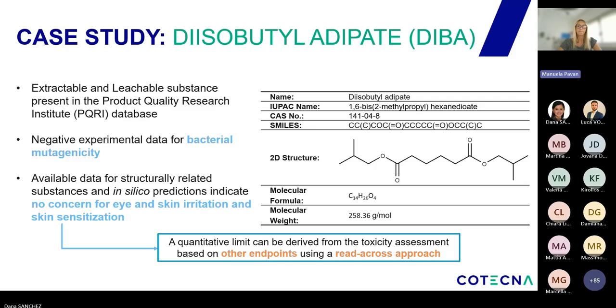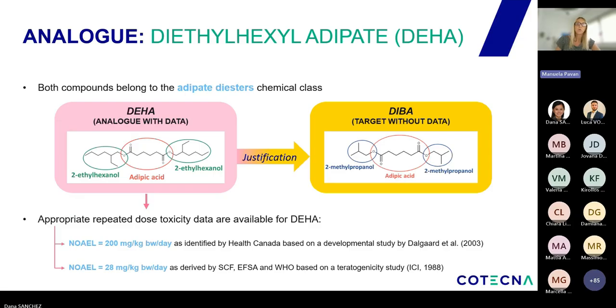Next. A suitable analog was identified. Diethyl adipate was selected as a suitable analog based on its close structural similarity to the target, but also based on available robust toxicological data, particularly for repeated dose and developmental toxicity studies. There are NOEL data that were identified from multiple regulatory sources and used to support the read-across justification and to derive an acceptable exposure limit for the target compound.